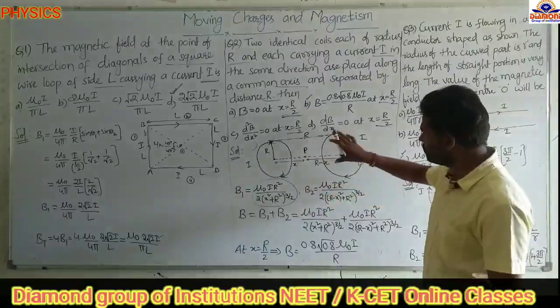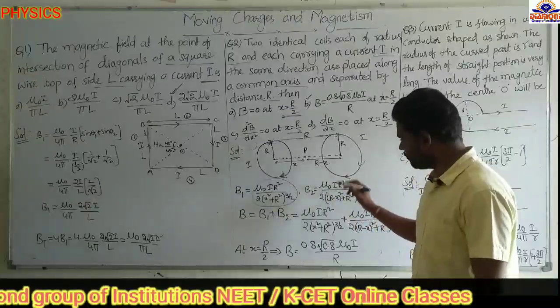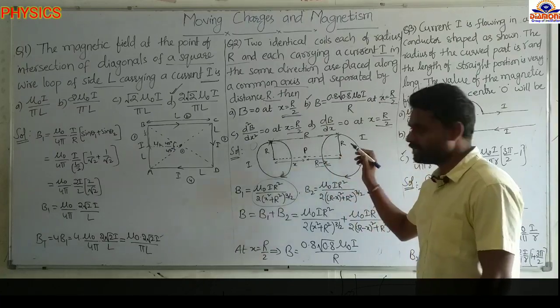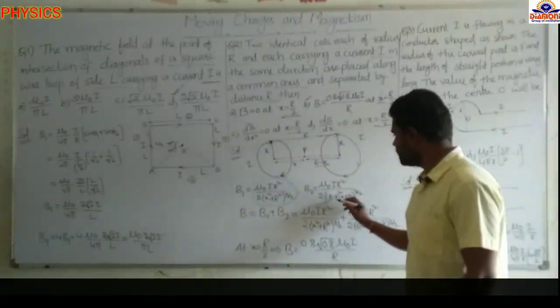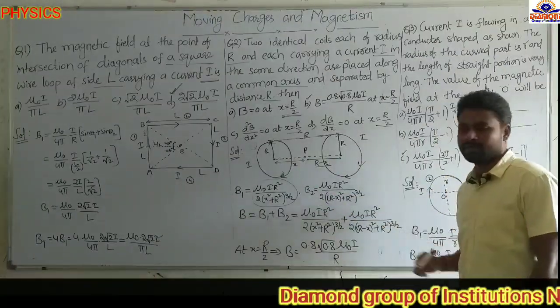Next, apply this formula to the second coil. For the second coil, mu naught I r square is the same, by 2 into, in place of x we get the distance of the point from the center of the coil, r minus x. So now in place of x we have to substitute r minus x, whole square, plus r square, r is the radius of the coil, same as usual, whole power 3 by 2.